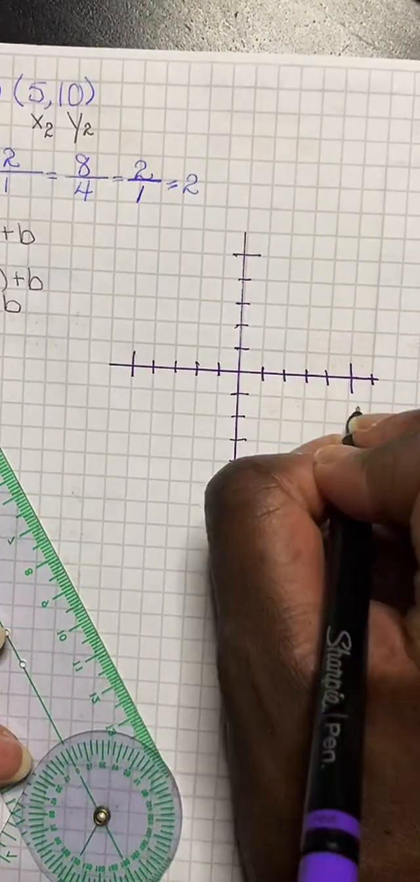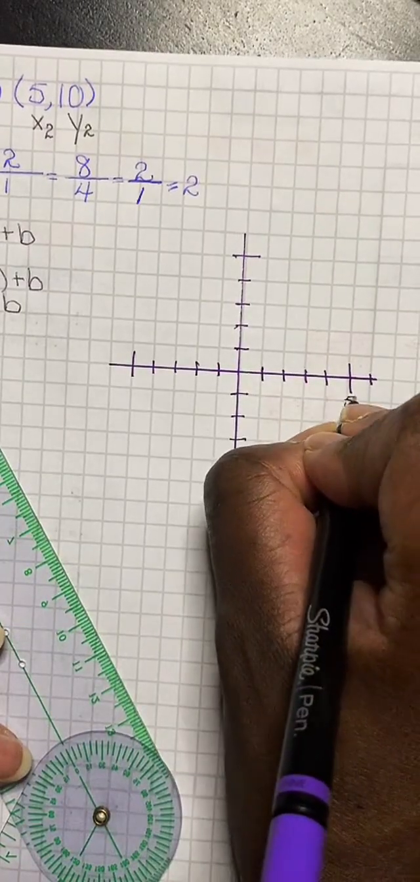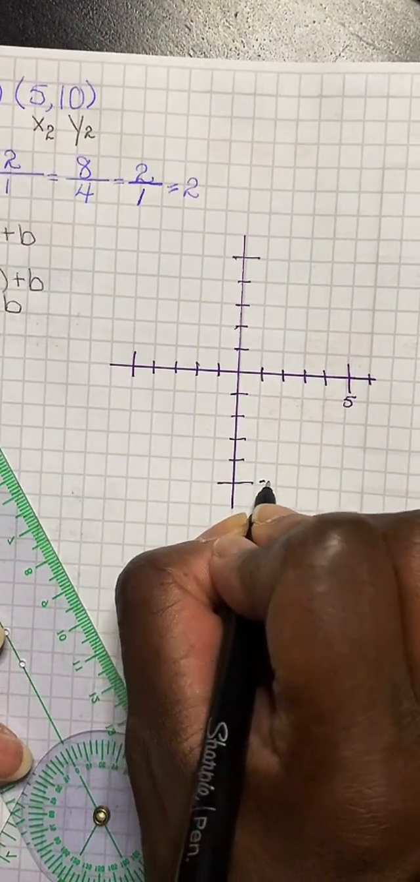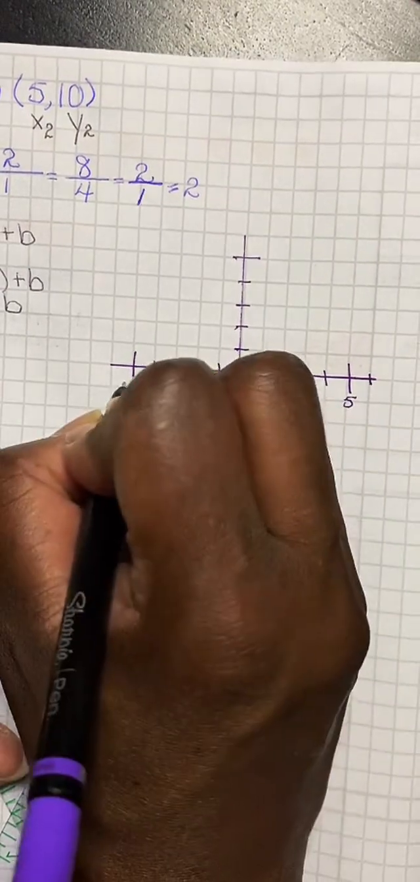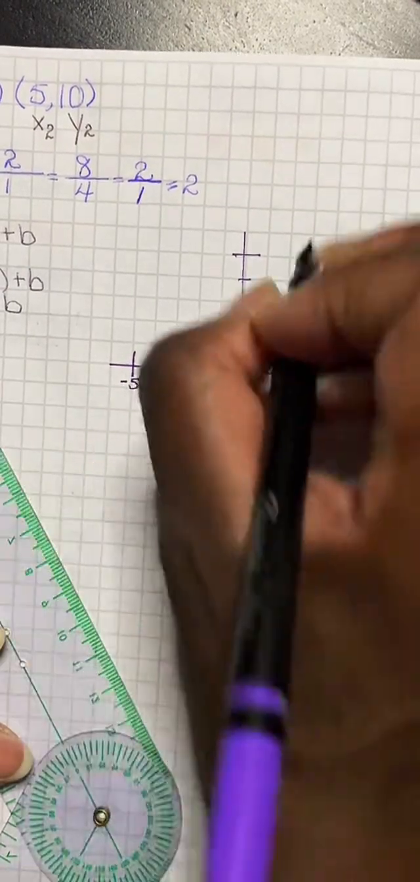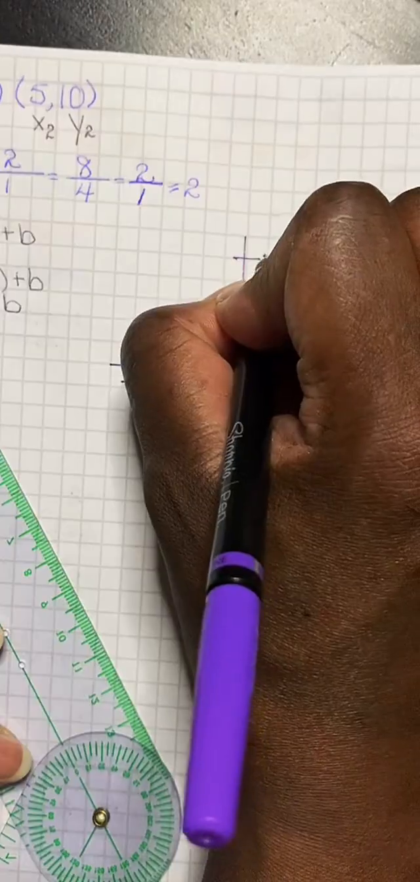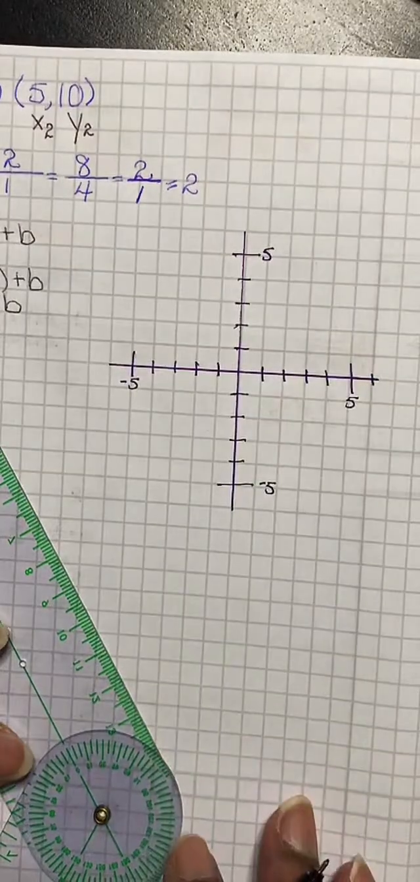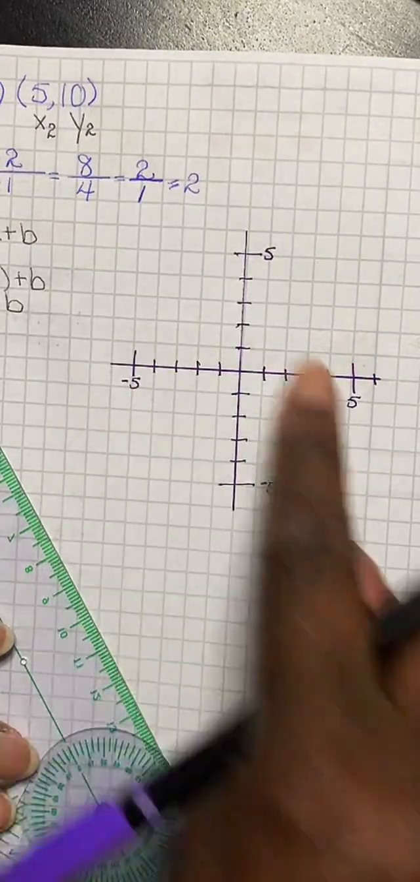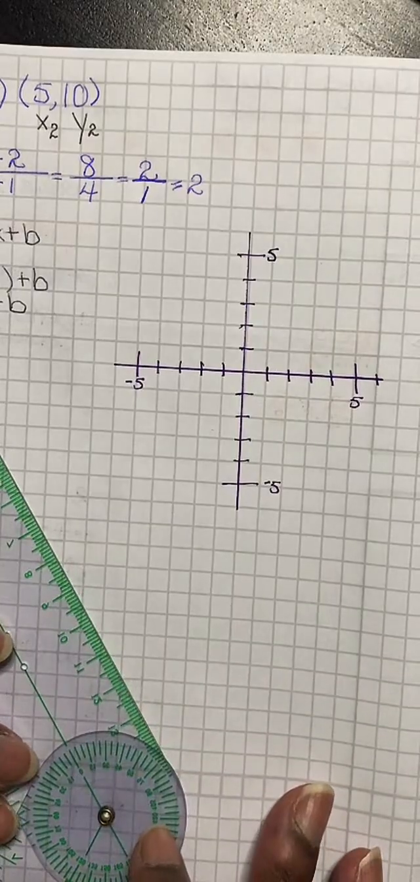So now, this is going to be a positive 5. I always make my 5s a little bit longer than my other numbers. Helps me to find the numbers a lot faster. All right, so I'm counting by ones.